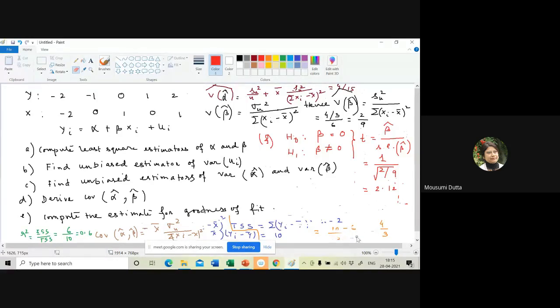Because if it is greater than 3, in that case, without looking at the table, we can say that we will reject the null hypothesis at 5% level of significance. And if it is less than 1, again, we don't need to check the table. Without looking at the table, we can say that this coefficient is insignificant. That is, we will accept the null hypothesis at 5% level of significance.